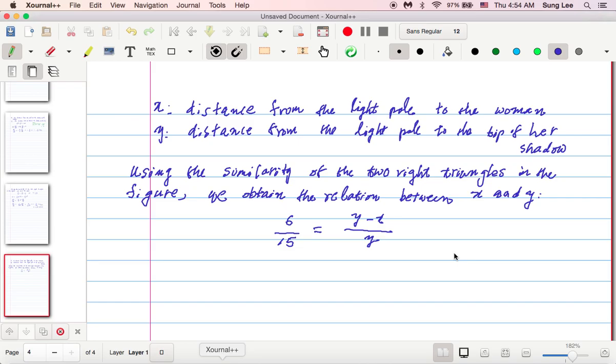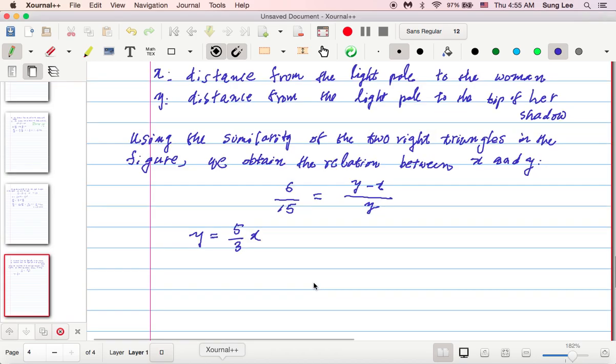Okay, so from this you can solve for y, and if you solve this equation you get y equals 5/3 times x. So y is a linear function of x, or the other way around. You can also say x is a linear function of y, but we have what we need.